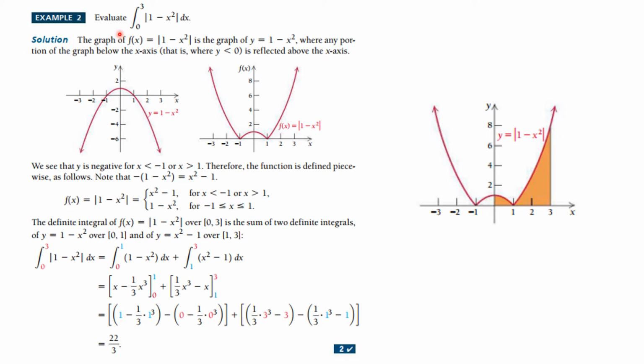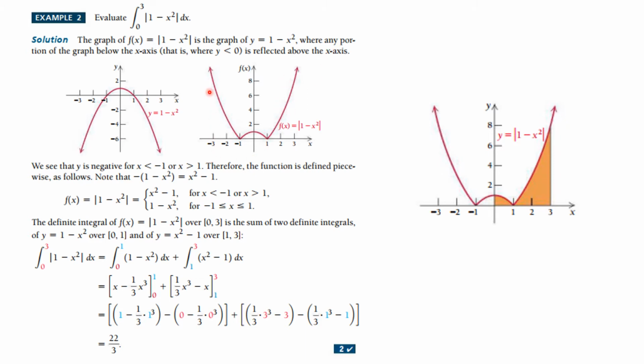Here is another problem. We're to evaluate the definite integral from 0 to 3 of the absolute value of 1 minus x squared dx. Now, as you know, the absolute value is always positive. So if we just took the function 1 minus x squared, we would have something that looked like this. It is a downward opening parabola shifted up by 1. But if we're taking the absolute value, I don't have the negative values, I have the positive values, so it changes to look like this.